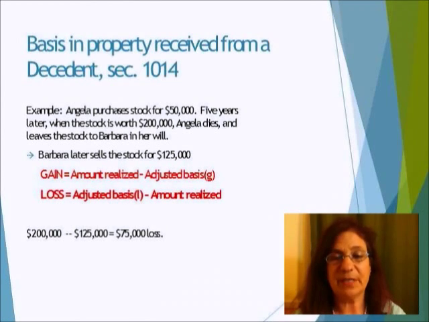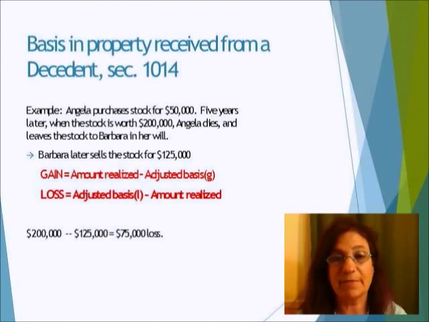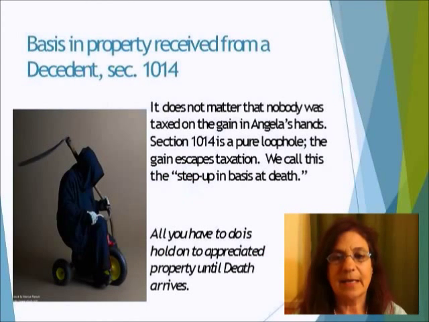If she sells for $125,000, she still uses that $200,000 basis, the fair market value at the time of death, and so she would have a $75,000 loss, even though $125,000 is more than Angela's basis. We don't care about Angela's basis. It doesn't matter that nobody paid tax on that increase in value while Angela owned the property. Remember, Angela bought it for $50,000 and it went up to $200,000.